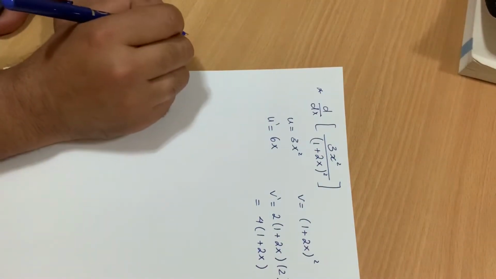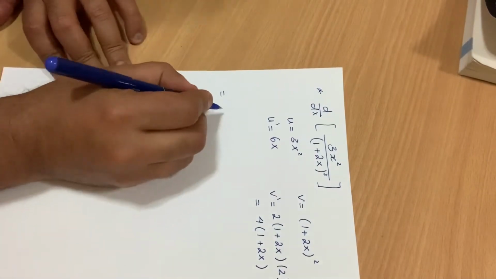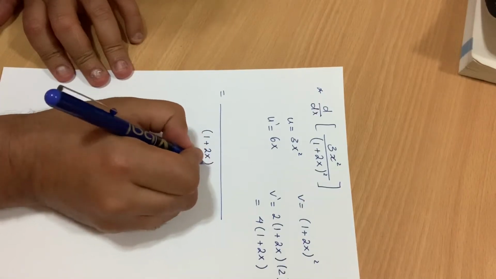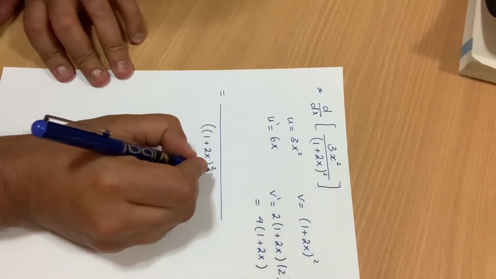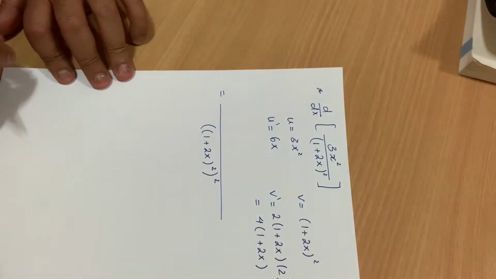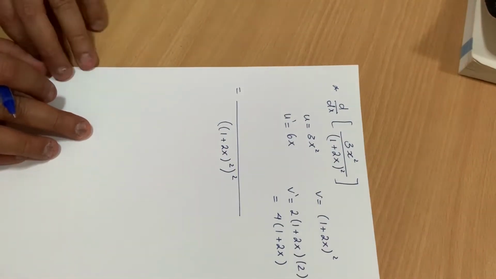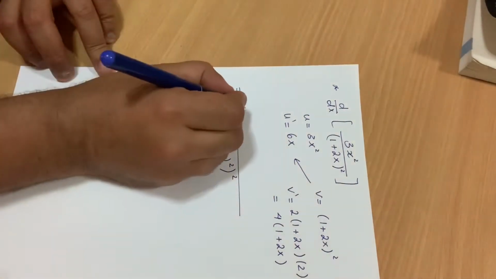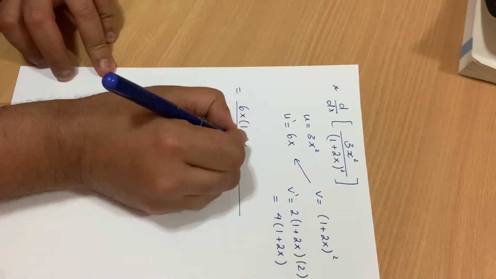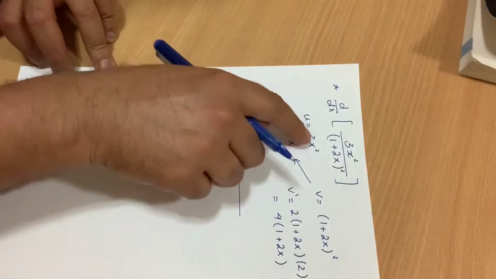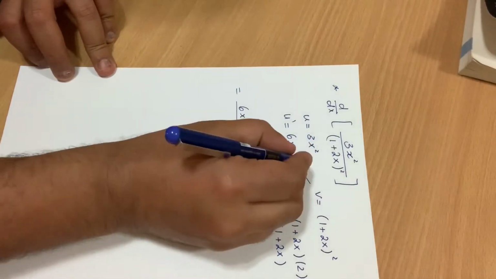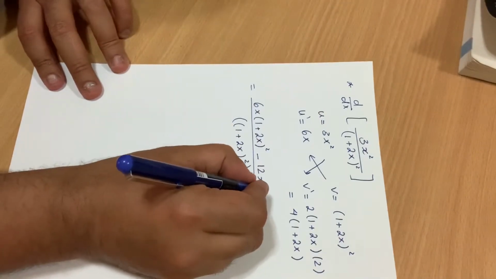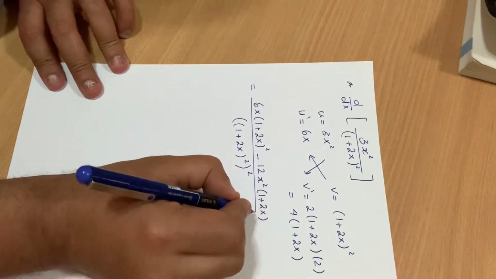Then, because this is the quotient rule, you have to square the denominator first. It's v squared: 1 plus 2x power of 2, all to the power of 2. Remember, in case of power of power, you have to multiply the powers together, not add them. Then you start in order, vu dash first, so 6x times 1 plus 2x power of 2, minus 3x squared times 4, which is equal to 12x squared, multiplied by 1 plus 2x.